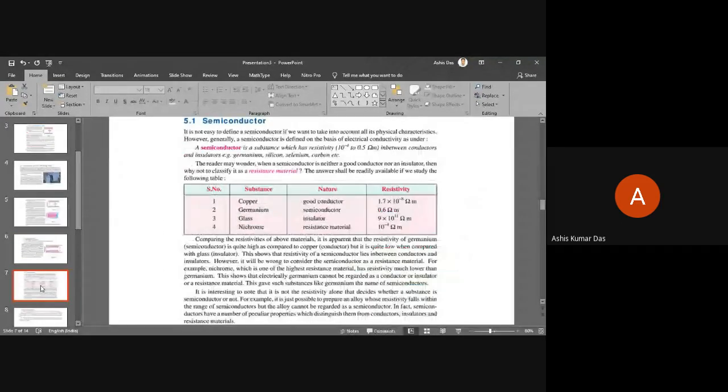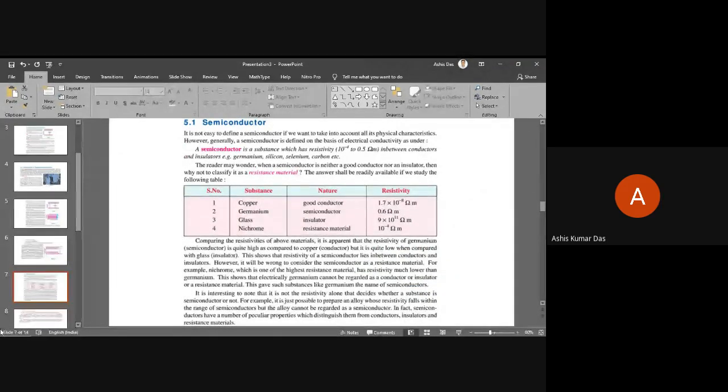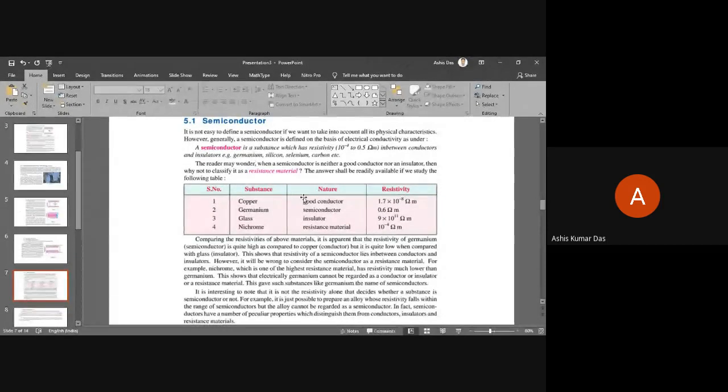Now we have to define the semiconductor. A semiconductor is a substance whose resistivity lies between 10 to the power minus 4 and 0.5 ohm meter, in between the conductors and the insulators. The examples are germanium, silicon, selenium, carbon, etc. These are the pure semiconductors.